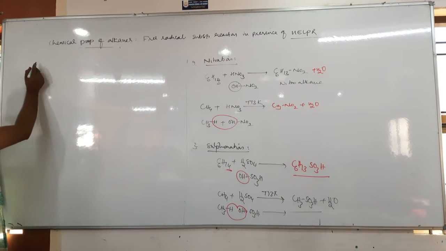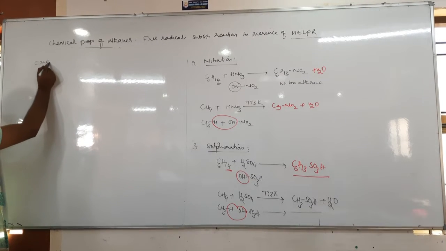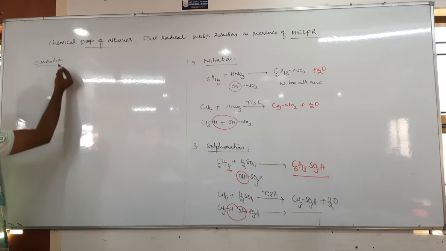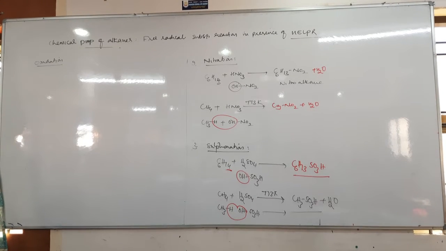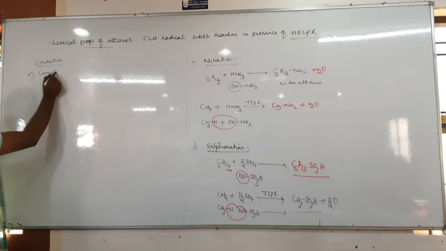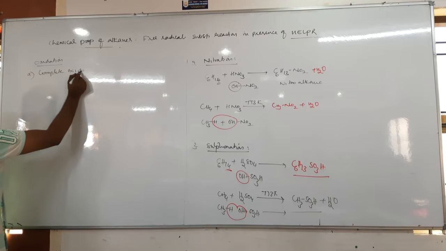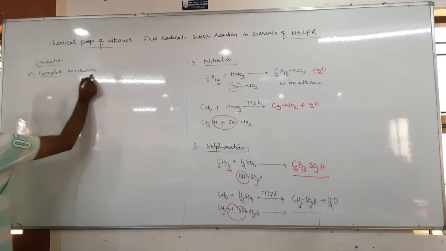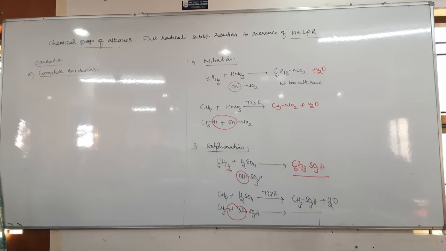Right, oxidation. In oxidation there are three types: one complete, second incomplete, and third one is controlled. First one is complete oxidation. Tell me, what is the meaning of complete oxidation?